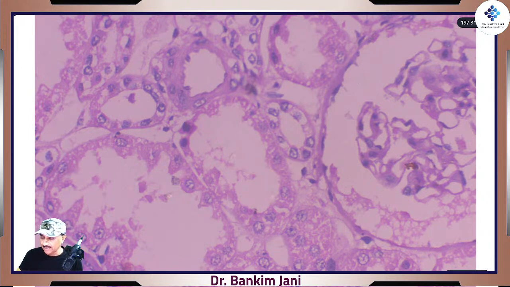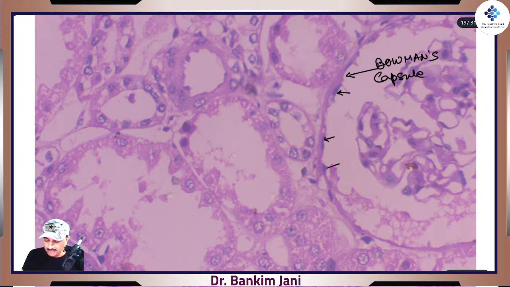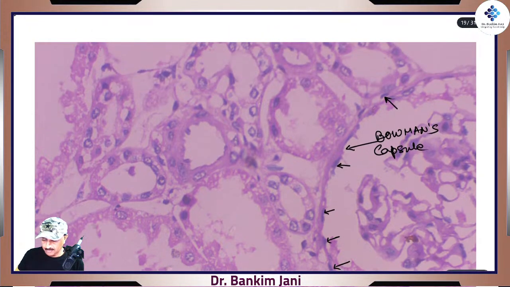Watch for this Bowman's capsule. This one is Bowman's capsule. See how nicely we can really watch all those flat, dark stained nuclei, and a single layer. That's why it is squamous epithelium, simple squamous epithelium. All these are H&E, hematoxylin and eosin. Fine.